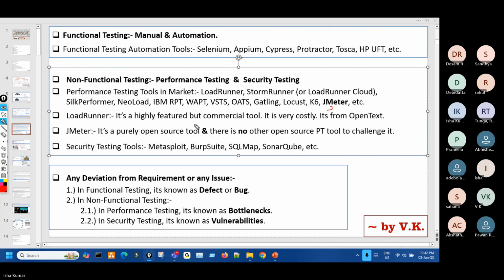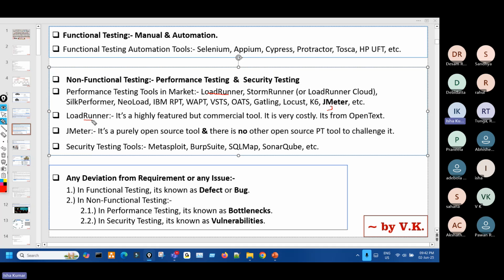Before JMeter, you have LoadRunner. LoadRunner is a very highly featured commercial tool in the market. It's very costly, and it is from OpenText. First Microsoft was there, and then it went to HP. I think HP actually developed it, and then Micro Focus. Now it's OpenText, as companies keep buying it.